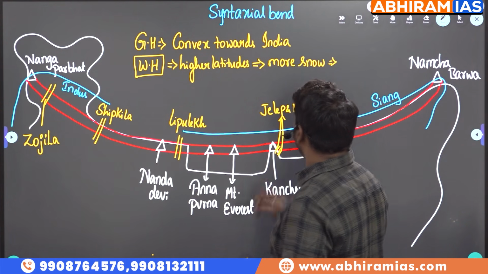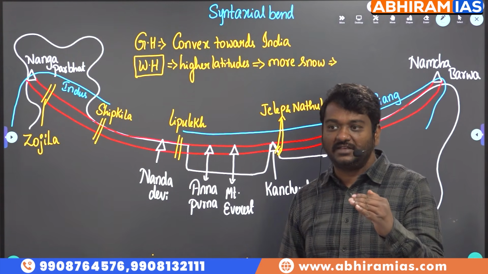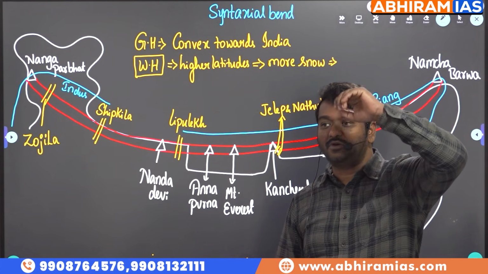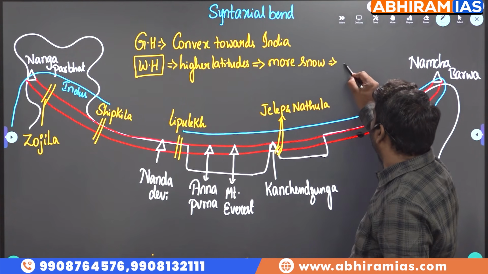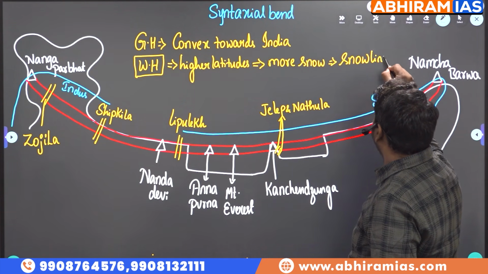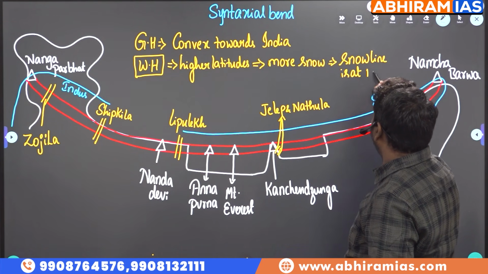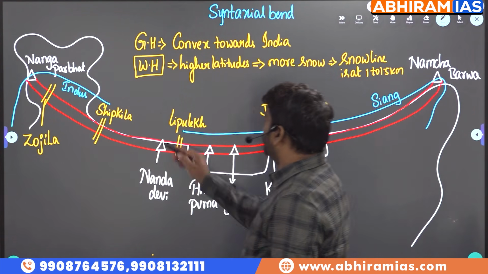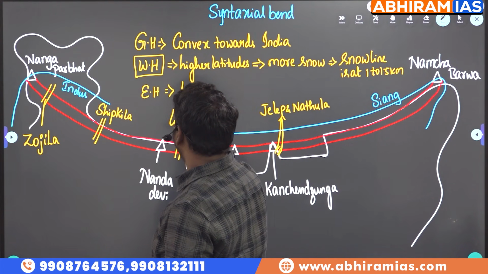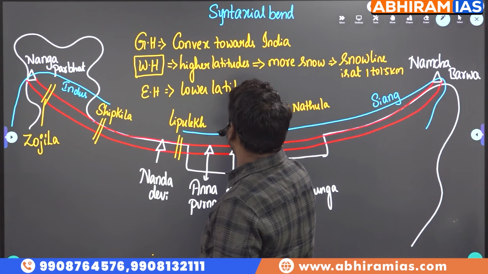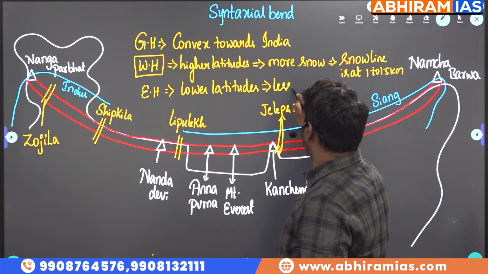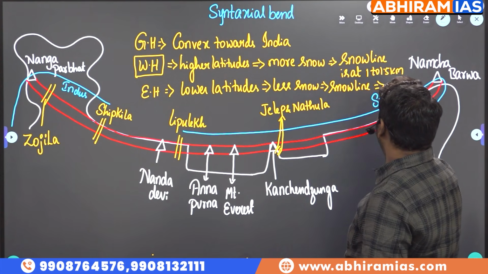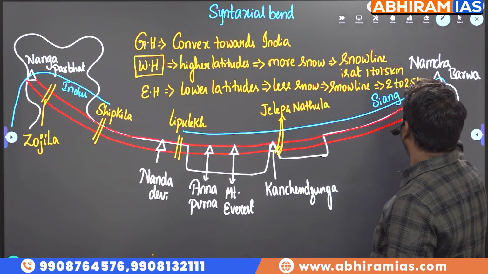So guys, if you have more snow, will I see snow quickly or will I see snow late? If I am climbing a mountain, do I have to climb more to see snow, or at lower height only I can see the snow? Lower height. So normally snow line is at 1 to 1.5 kilometer. On the other hand, Eastern Himalayas is lower latitudes, less snow, snow line is at 2 to 2.5 kilometer.